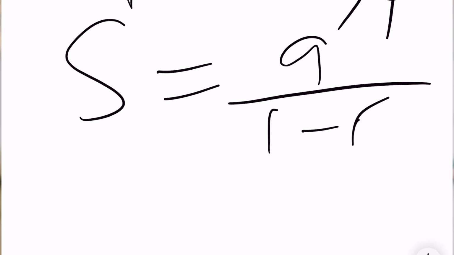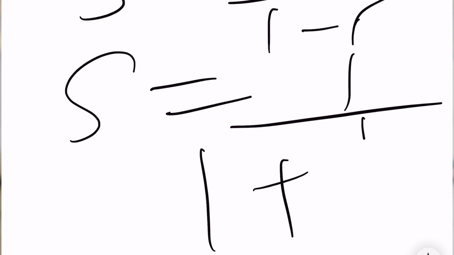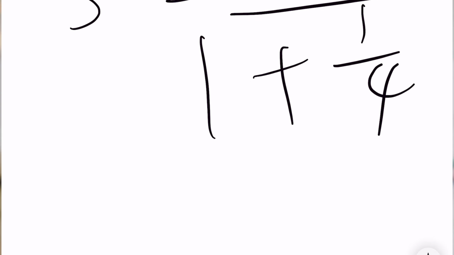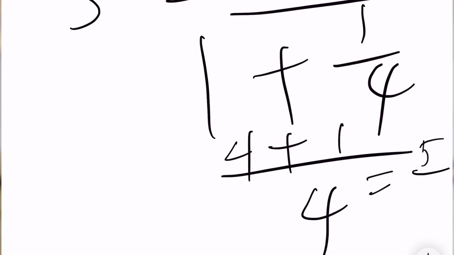Where S equals a over 1 minus r, we have S to be 1 over 1 plus 1 over 4, since minus times minus will be plus. Solving this, 4 in 4 gives 1, so we have 5 over 4.